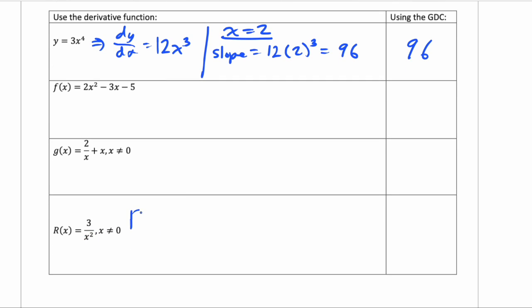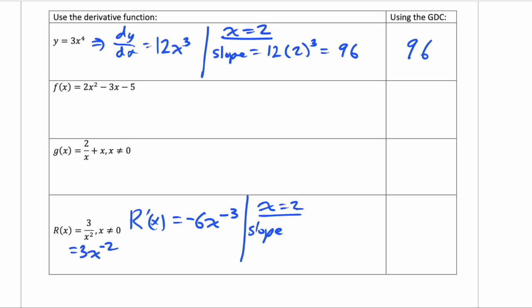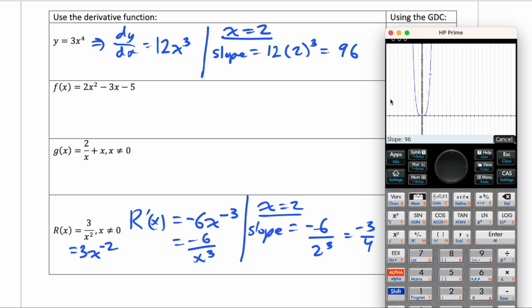So if we find the derivative, r prime of x, first let's rewrite the function as 3x to the power of negative 2. Then the derivative is negative 2 times 3 is negative 6. Reduce the exponent by 1. So if I substitute in x equals 2, we get the slope at the point x equals 2 is negative 6 over 2 cubed, which is negative 3/4. Okay, so let's see if we get that on the calculator.